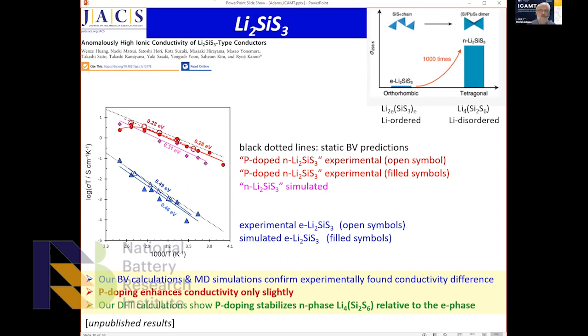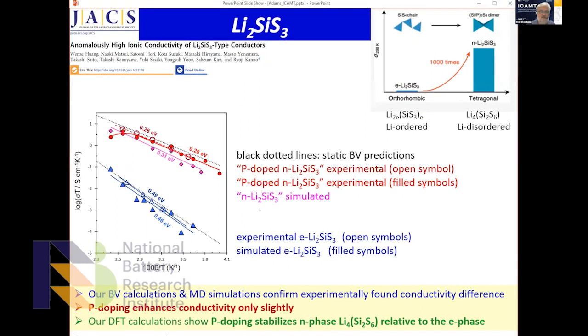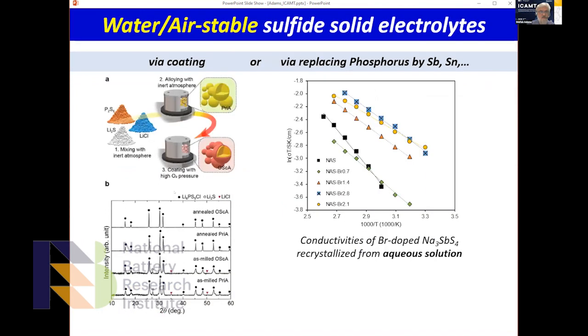But this material is a metastable material, so it has different phases. Some phase is highly conductive, but the equilibrium phase is not so conductive. And what the phosphorus actually does is to stabilize the metastable, highly conductive phase.